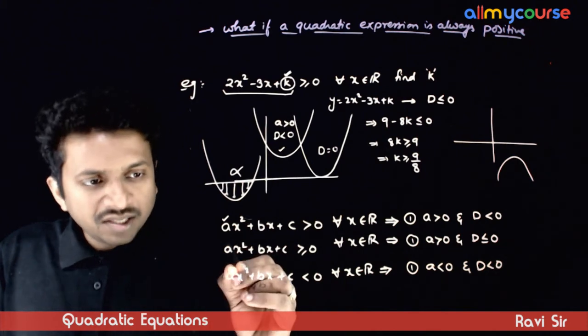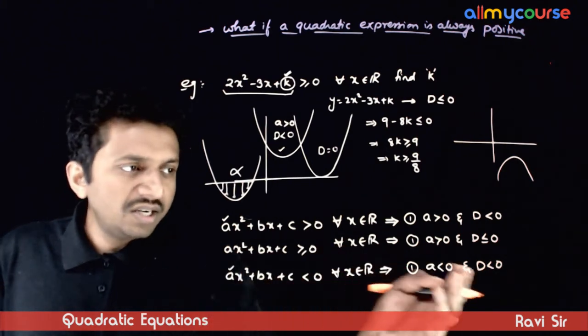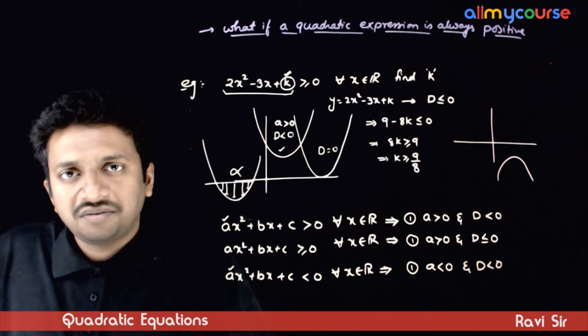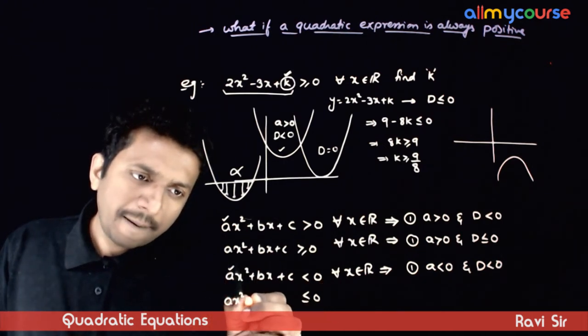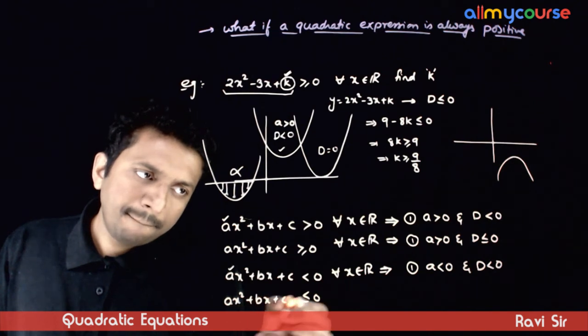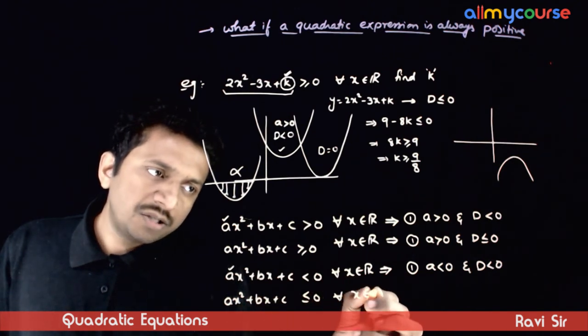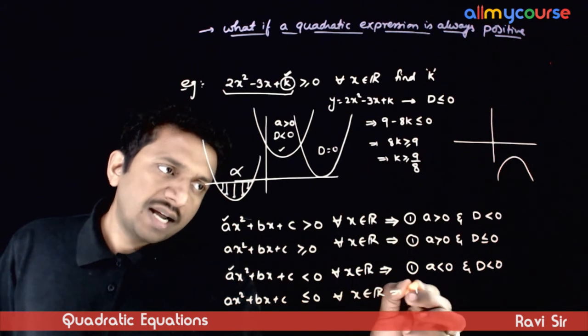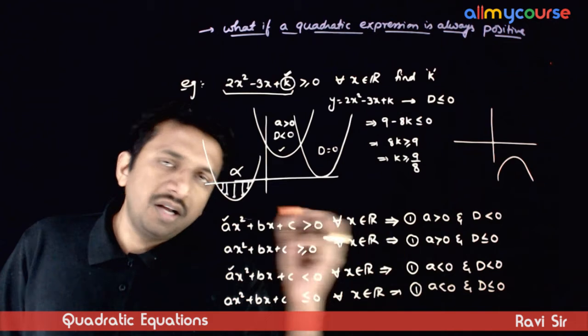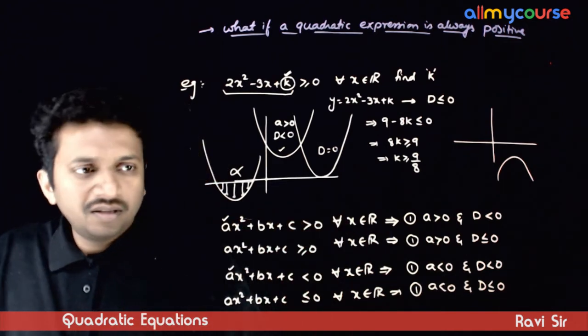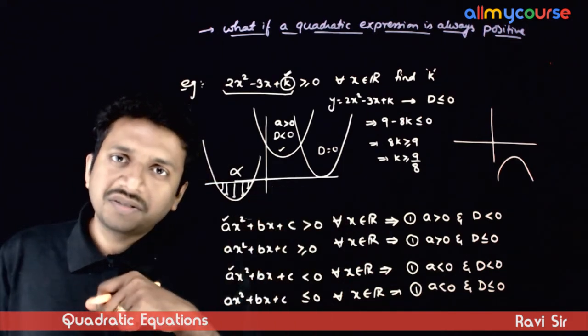So in the question, if a is already less than 0, you just need to apply discriminant less than 0. And if it is less than or equal to 0 for all x belongs to real numbers, the condition is that a has to be negative and D has to be less than or equal to 0. So these are the 4 conditions.